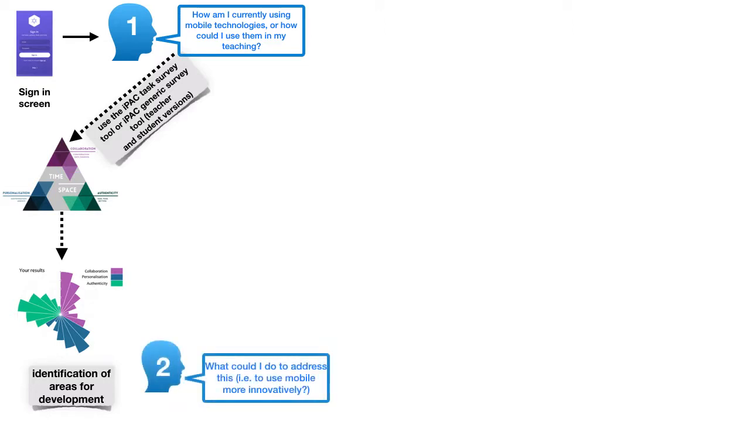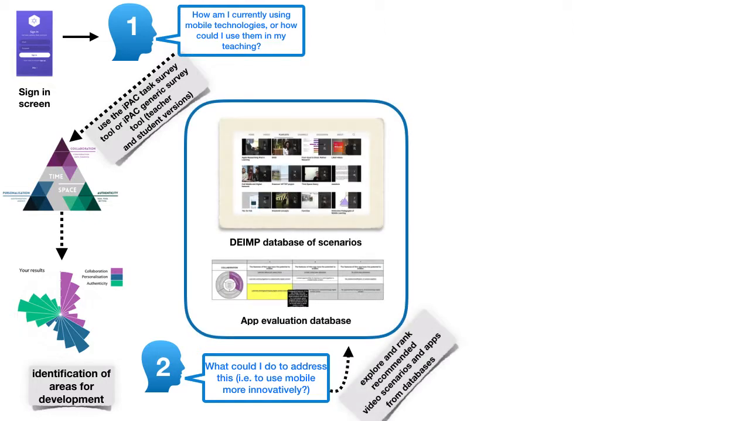Either way, it leads to a report, and that report would identify what areas the user is particularly strong in terms of using mobile technologies, and areas they might want to develop in order to use mobiles more innovatively. And this brings us back to the central core of the app, the database of video scenarios, which we will create based on the scoping study that we're currently undertaking, and also a database of apps. And together these can be used as a source of inspiration, to give teachers ideas about how they might want to teach.